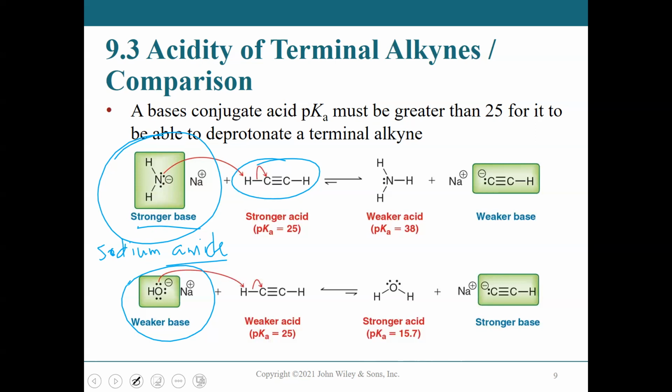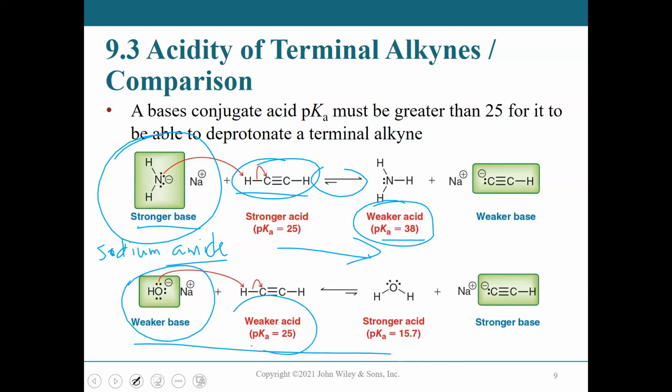Okay, so remember the equilibrium always favors the weaker acid. Here in this case, my weaker acid has a pKa of 38. That's why the equilibrium shifts to the right side, leading to the deprotonation of the alkyne. If you use the second combination, sodium hydroxide and the alkyne, then you will produce a weaker acid. That's my weaker acid, 25, versus water that has a pKa of 15.7. Well, I said 14, but it's about the value. So the equilibrium will favor the weaker acid, which in this case is the alkyne.